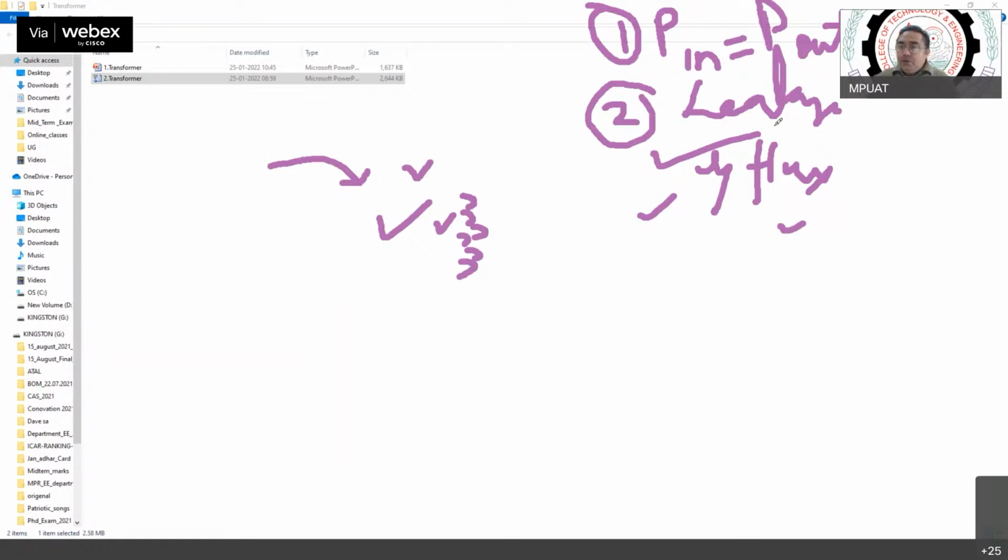P input is equal to P output. Leakage flux is absent. What do you mean by leakage flux? Now what happens when you apply primary source current to the primary winding? Current will flow, and due to it flux is produced.